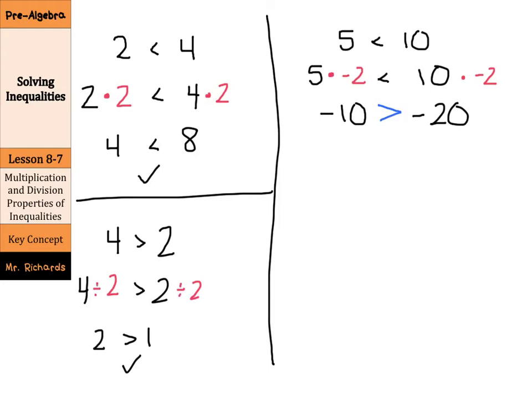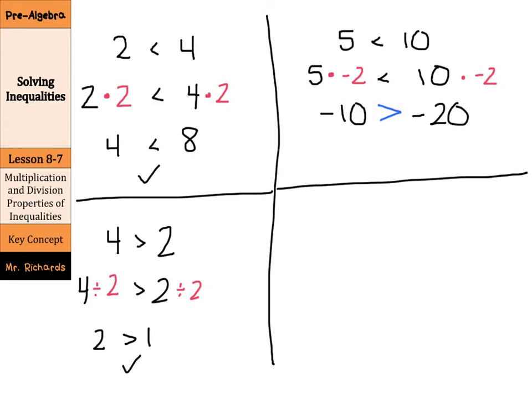And that is a multiplication property of inequalities. When you multiply both sides of an inequality by a negative number, you have to reverse the inequality sign so the inequality can remain true.